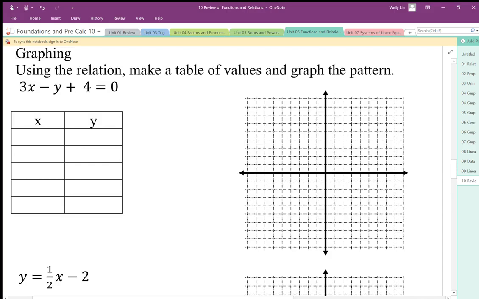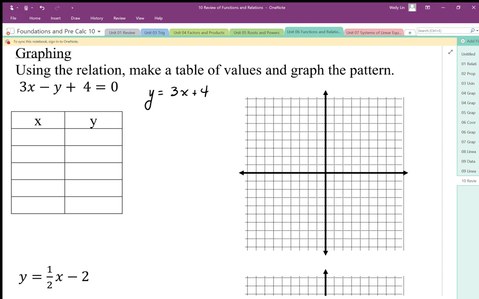Now, one thing I would recommend that you do is make it into a y equals equation, or the dependent variable equals something. So in this case here, I'm going to just add y to both sides. So I get y equals, and then it's going to stay 3x plus 4. Be careful with this. Make sure you keep track of your positive and negatives. You can balance your equation if you like to do it that way. But I've now written it as a y equals equation. Now I can plug in values to calculate coordinates.